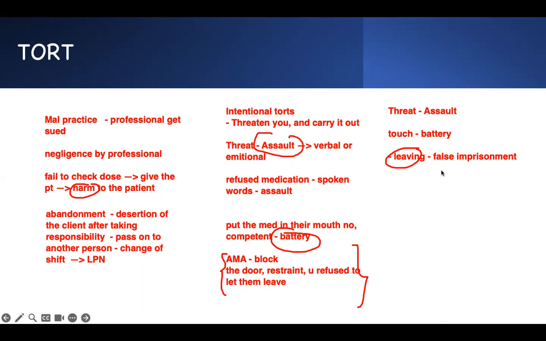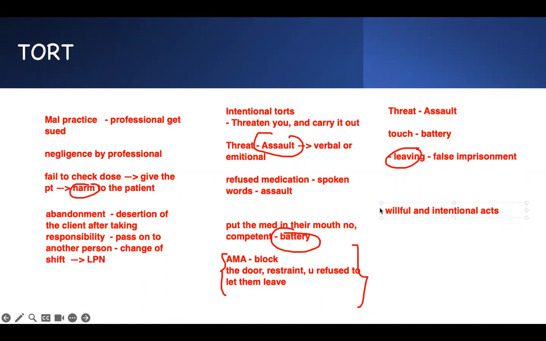So those are all three intentional torts that you can be liable for. So willful intentional act, that's the thing. You think about it and you did it. Willful and intentional act is the intentional tort. So the willful and intentional act, that's the definition.